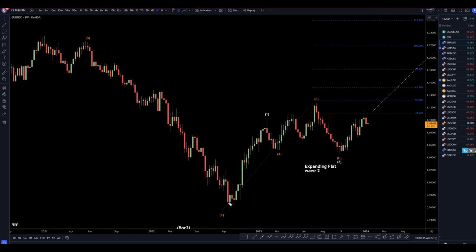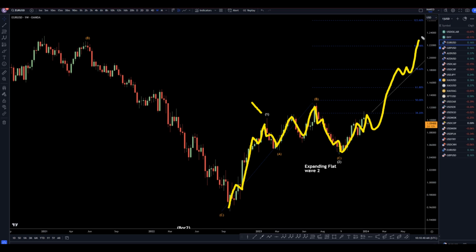On the weekly time frame, I think this first session of trend right here is clearly a wave 1. I think this is 3 waves down for an A, 3 waves up for a B, and then a 5-wave pattern down for a wave C. I believe this is an expanding flat wave 2, and I believe that on this time frame it will continue to make higher highs, higher lows, and it's all going to be part of that wave 3.